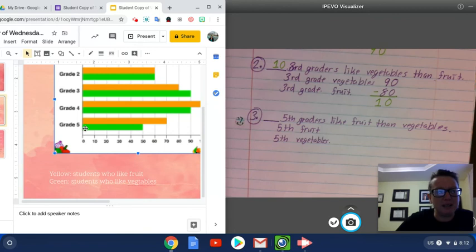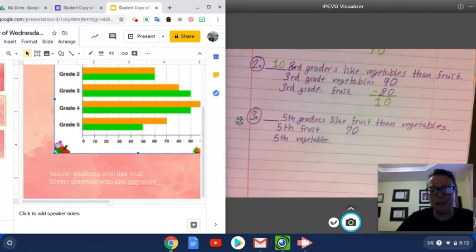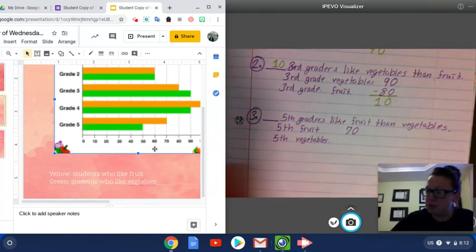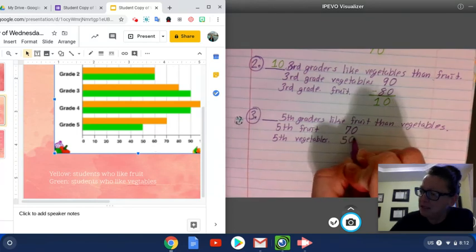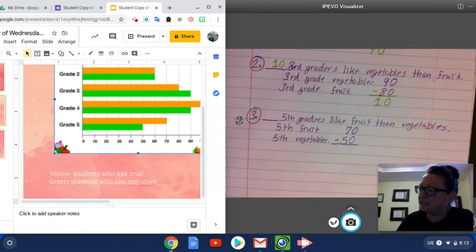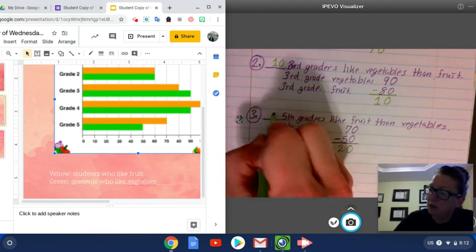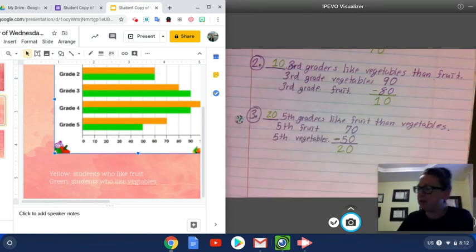Go over here, same thing. The fifth graders that like fruit, there are 70 that like fruit. Fifth graders that like vegetables, there are 50. So it asks me how many more I need to subtract. 0 minus 0 is 0. 7 minus 5 is 2. So 20 more fifth graders like fruit than vegetables.